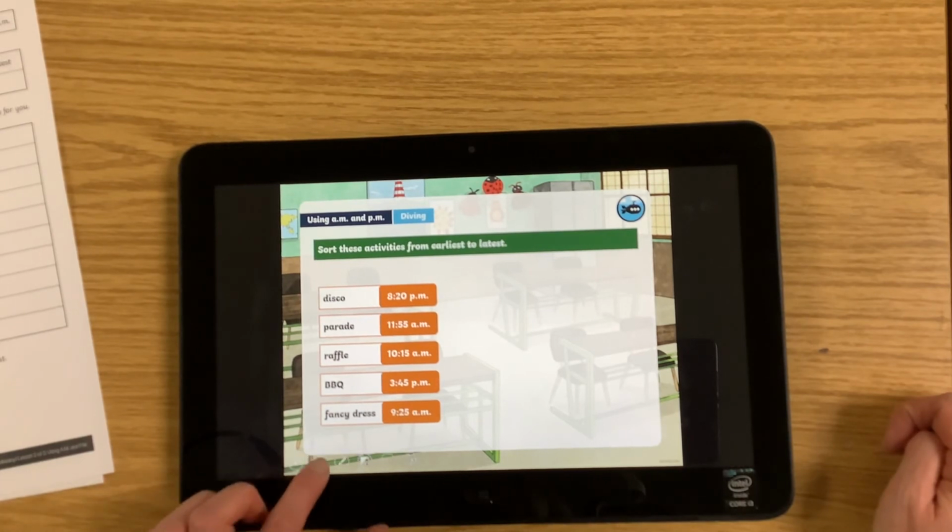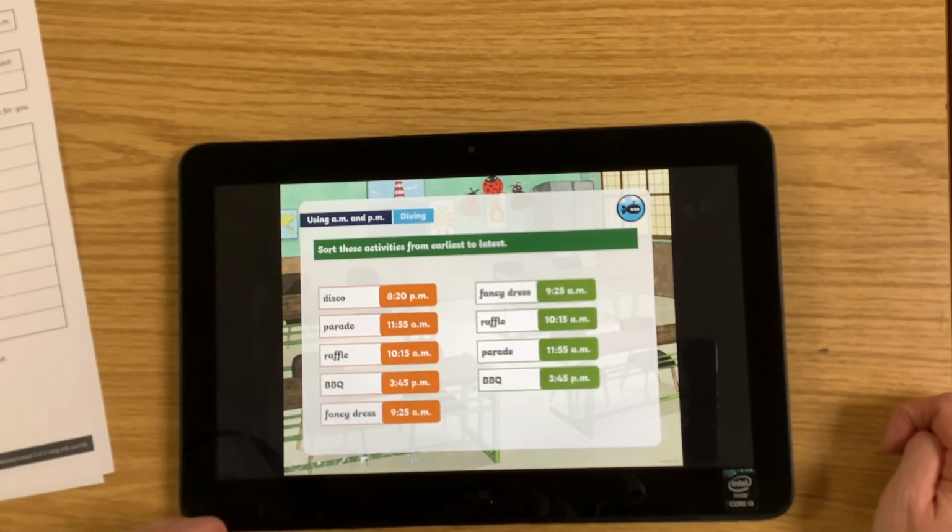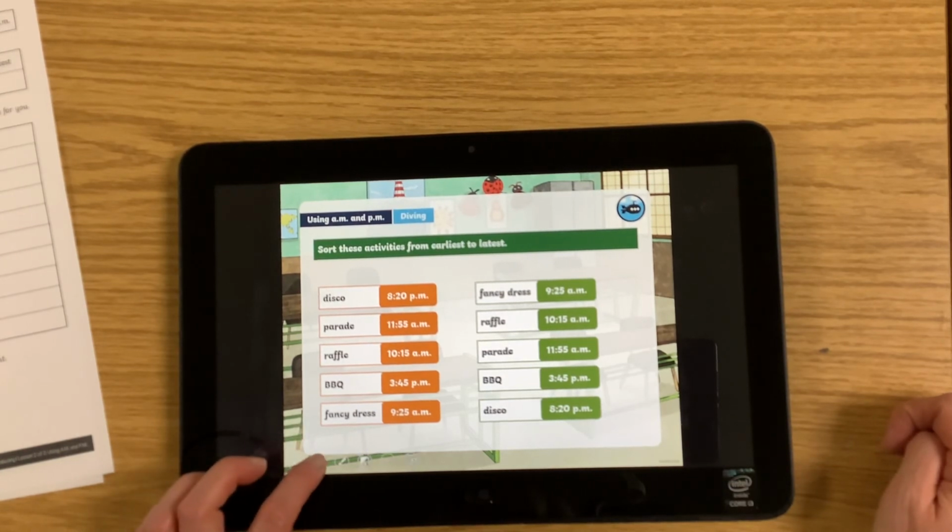So if I was to put those activities into order, the order that they would happen during the day would be the fancy dress, then the raffle, then the parade, then the barbecue, and then the disco.